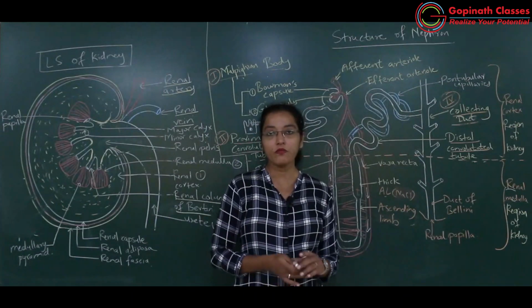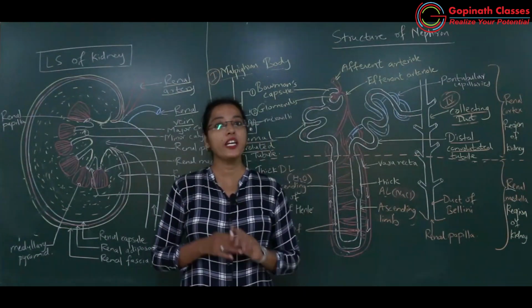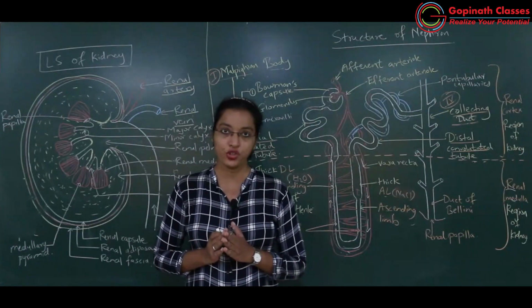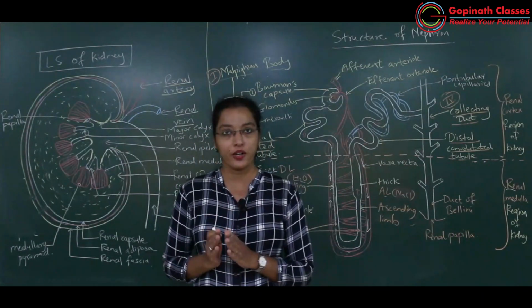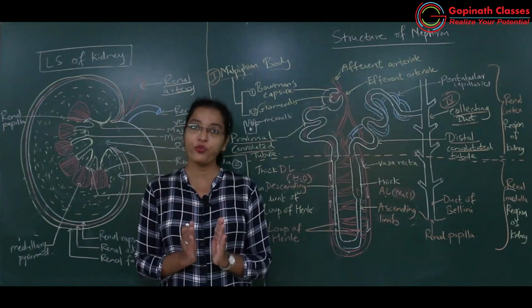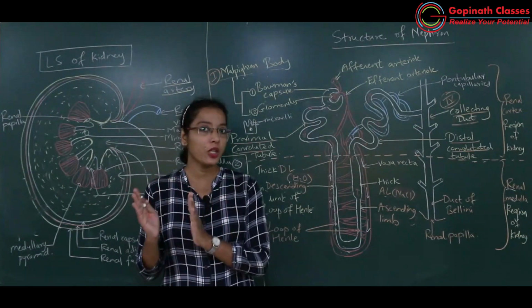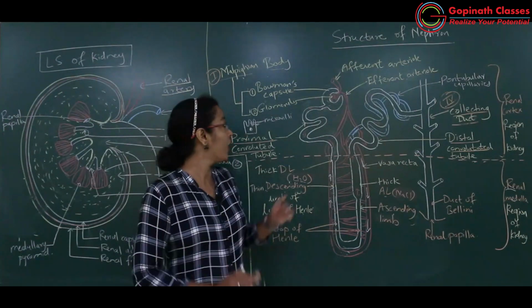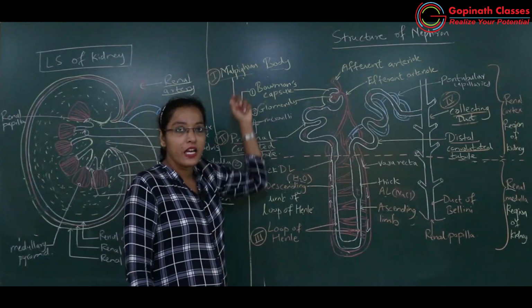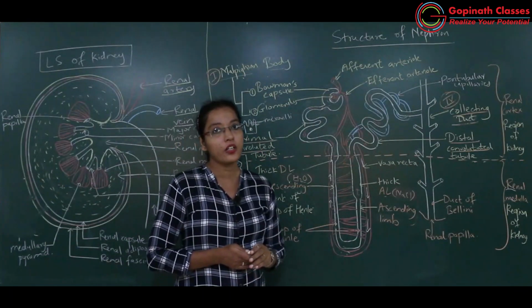Okay, so in this particular session we have studied the structure of the nephron. In the structure of the nephron we have studied two major parts: first is the Malpighian body and second is the renal tubule.